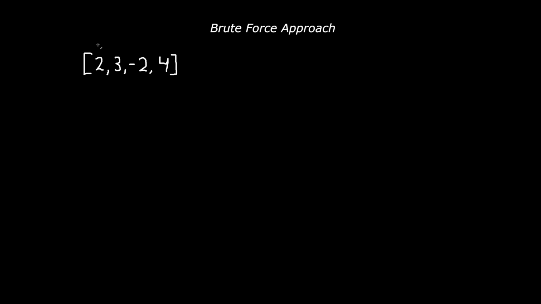Let's start with a brute force idea. We could pick every element, build all possible subarrays starting from it, and find their products. For example, in this case, we are going to have subarrays 2, 2, 3, 2, 3 minus 2, 2, 3 minus 2, 4, and then we will start from element 3 and so on. This approach is going to require us to use two nested loops, so the time complexity is going to be big O of n squared.